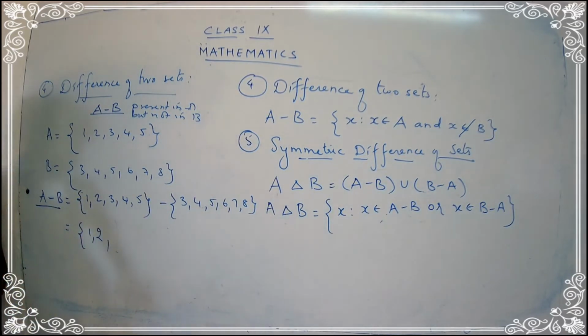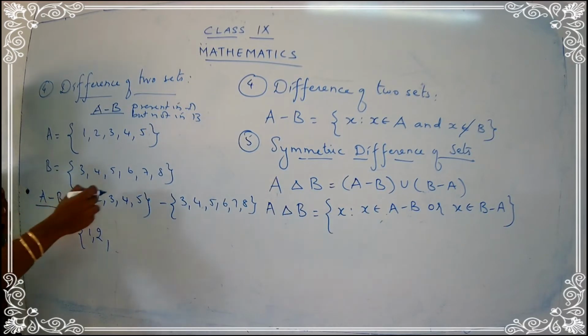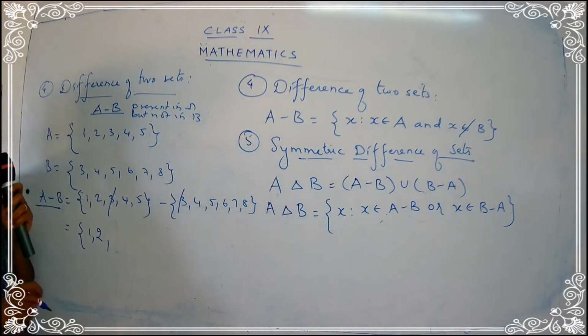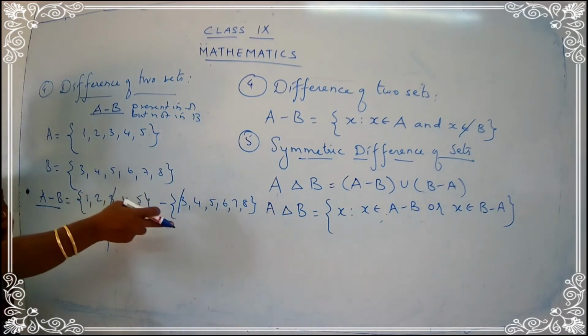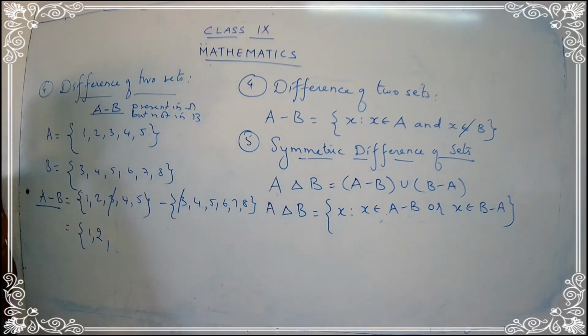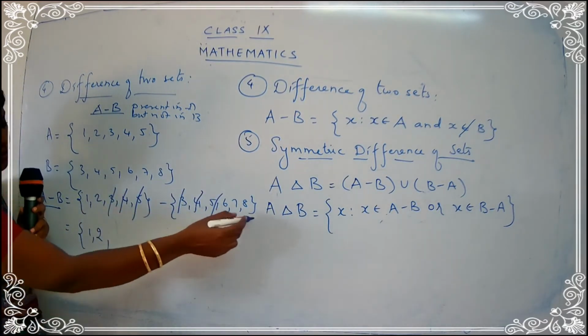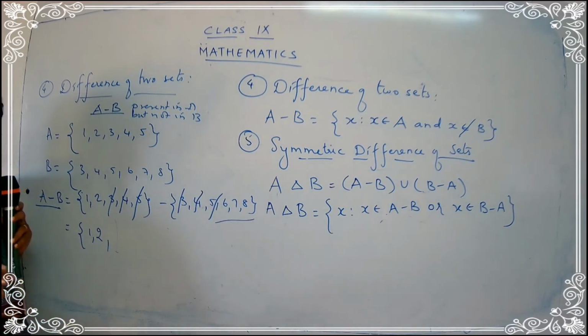What about 3? 3 is present in A, also in B. So we cannot take 3, because I have told you that A minus B means present in A, not in B. So we should not have 3 in B, but we have 3 in B. So you cannot take 3 for A minus B. 4 is present, 5 is present. I am not going to worry about the B elements because the main thing is we need the values of A alone.